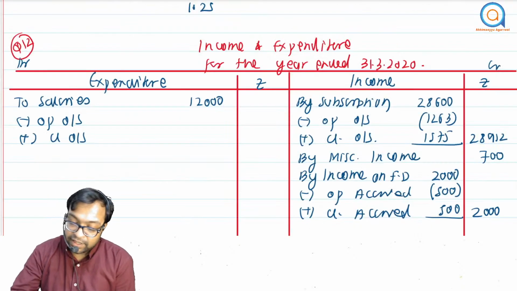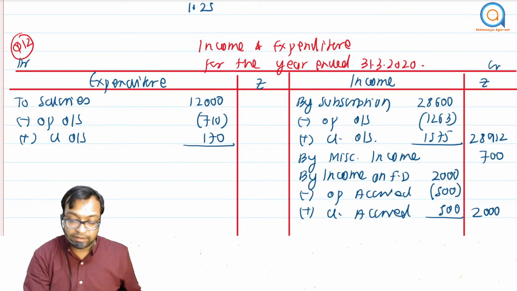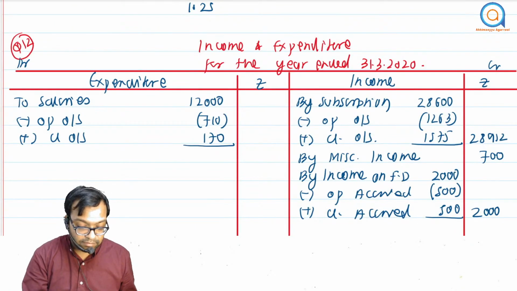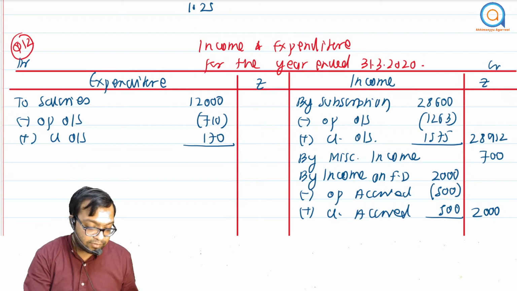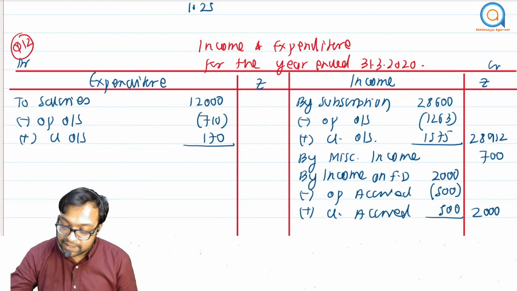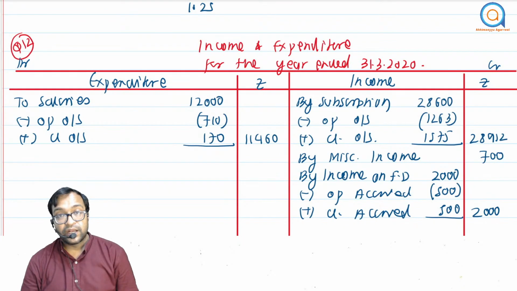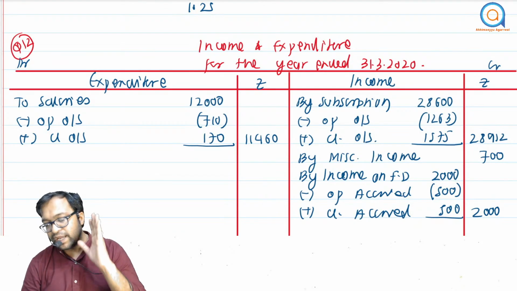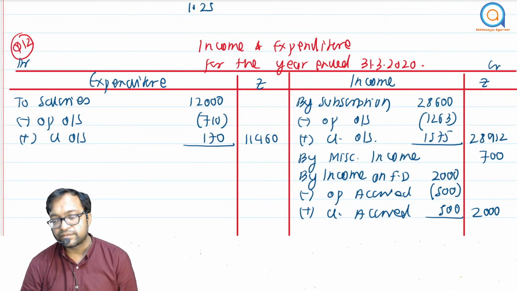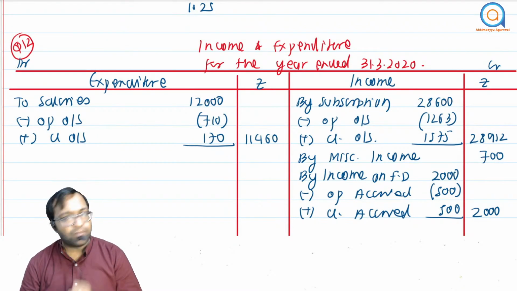Opening has 710 deducted, closing 170 added. 12,000 minus 710 plus 170. This is 11,460. Now outstanding salary is your liability, so it should also come on the liability side of balance sheet. So I am going to the liability side of balance sheet now.